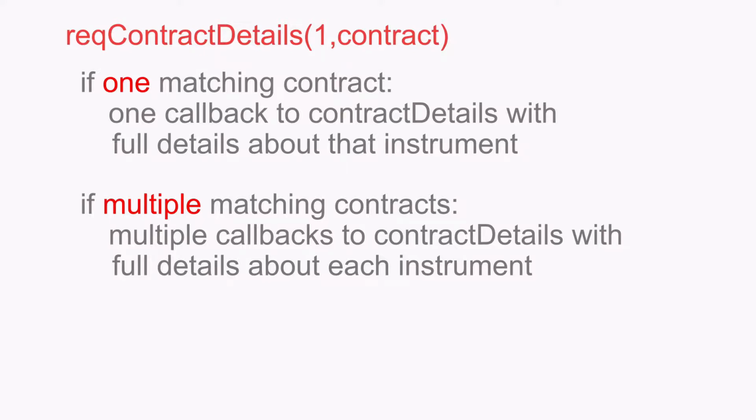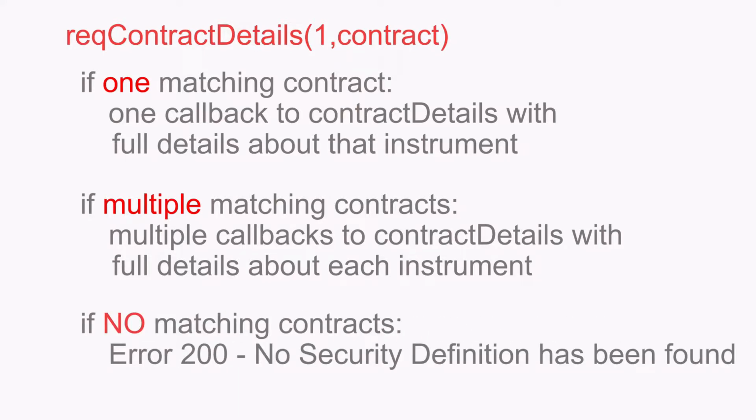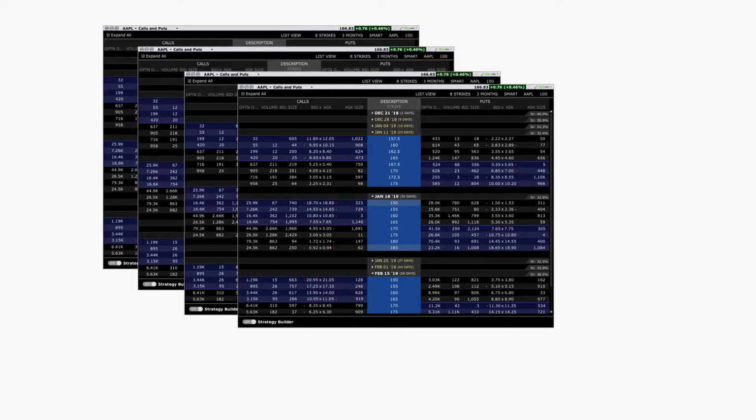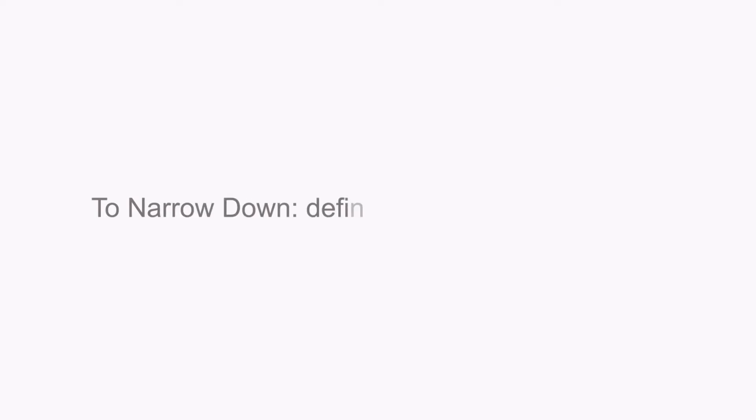And finally, if there are no matching contracts, just the error 200, no security definition has been found, will be returned. It is important to note that some instruments in the Interactive Brokers database may have thousands of derivatives. In this case, it would not be possible to request a complete chain at once with details of all the derivatives on that underlying. Instead, it's necessary to narrow down the requested option chain as much as possible.